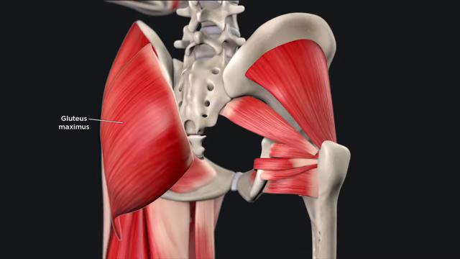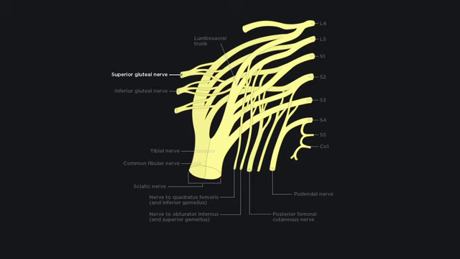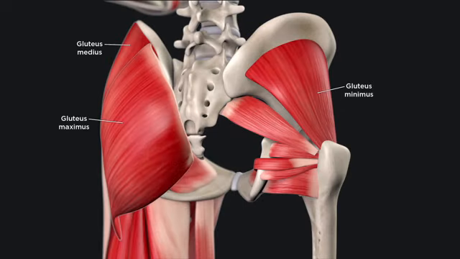Deep to the lateral aspect of gluteus maximus are gluteus medius and minimus. Both of these are supplied by the superior gluteal nerve, which exits the pelvis above the piriformis muscle. Compared to gluteus maximus, the gluteus medius is also more superiorly placed, which is why it can be seen peeking out from superior to gluteus maximus.